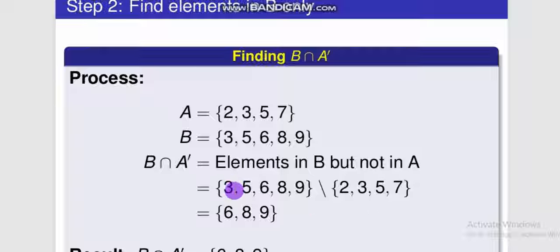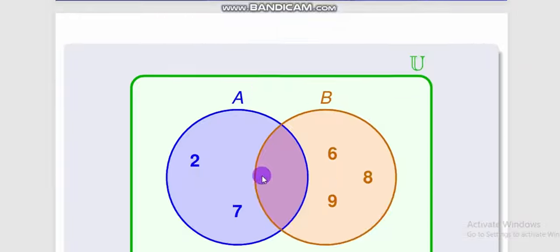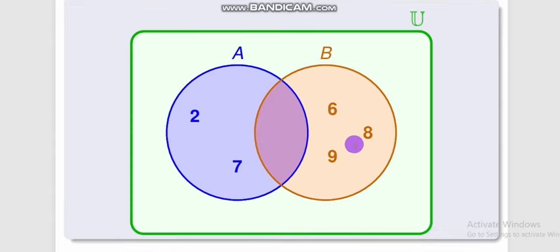So 3 is here, I will not take it. 5 is also here, I will not take it. 6 is not here, so I will take 6. 8 is also not here, I will take it. 9 is also not here. So these 3 numbers are the elements that are in B but they are not in A, right? So my result, B intersection A complement, is a set of 3 elements, 6, 8, and 9, and I will go to that region and write those numbers. You see, 6, 8, 9.